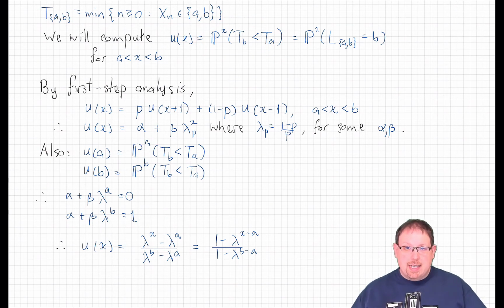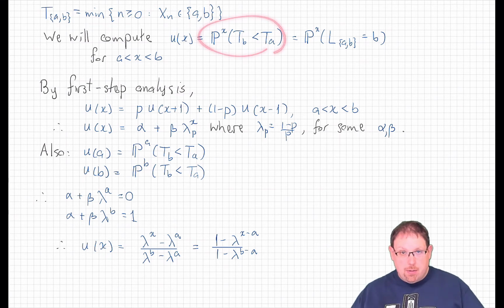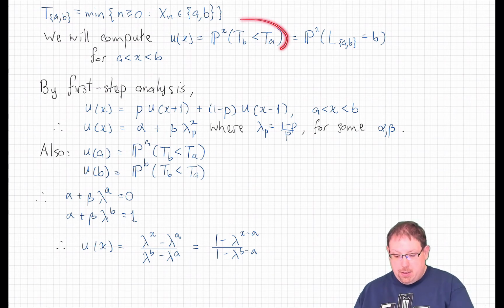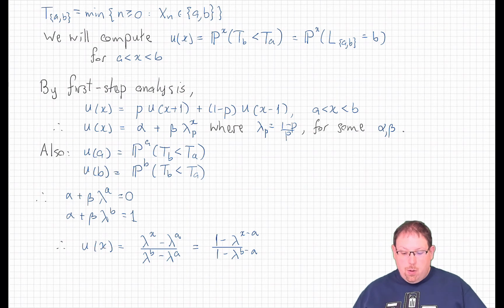Notice that if x is not in between A and B, this quantity is obvious to compute. For example, if x is less than the smaller point A, then we have to pass through A to get to B, and so this probability will be 0. If x is greater than or equal to B, then we have to pass through B before we get to A, and so this probability will be 1. So we only care about the value of this function when x is in between A and B.